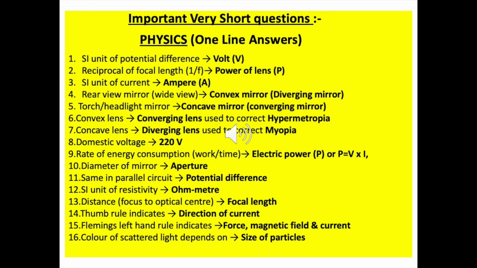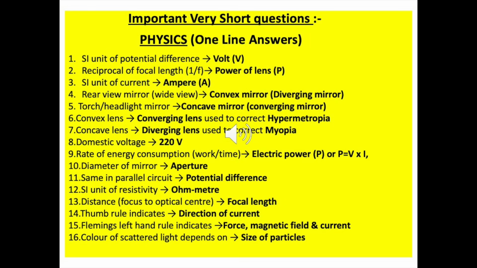And the next point is about domestic voltage. Domestic voltage is 220 volt. Another next point is that the rate of energy consumption, that is work upon time, is equal to electric power. So the electric power formula is given here. P is equal to V into I, where V is the voltage, meaning potential difference, and I is the current. So you can get the electric power by multiplying potential difference and electric current.